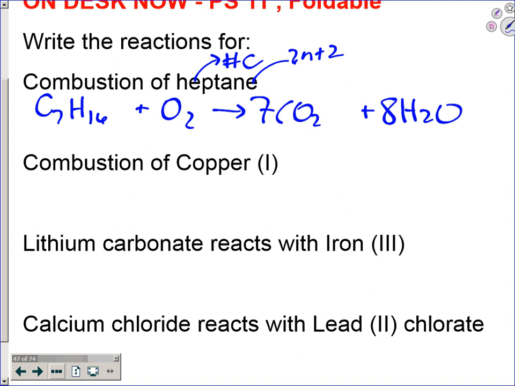How many total oxygens do I have here? 7 times 2 is 14, plus 8. Hallelujah. This thing is not odd. This is even. What is it? 22 oxygen. So what do I need here? 11. Good. All right. Combustion of copper 1. Write some on paper with your groups. I'm going to let you guys do the next 3.